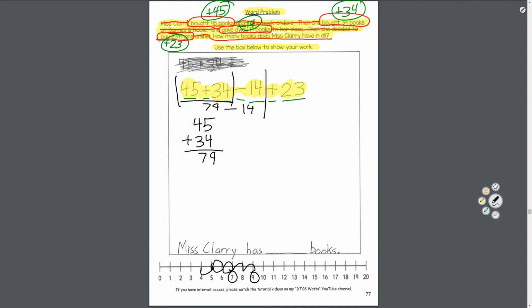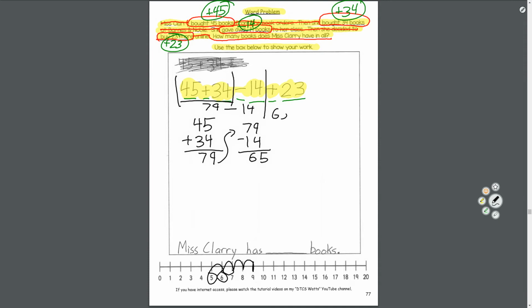So now we do 79, take away 14. And I like to start fresh, so we'll just move it up here. 79 minus 14, because she gave away 14 books. In the ones place, 9 take away 4. 9 take away 1, 2, 3, 4. That's 5. And 7 take away 1. 7 take away 1 equals 6. So now we're at 65.